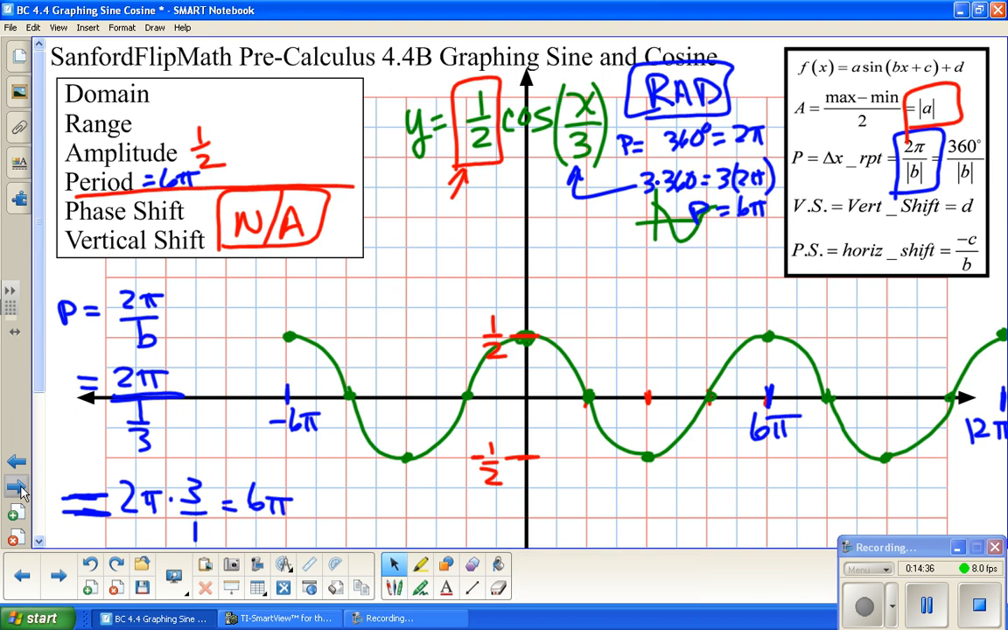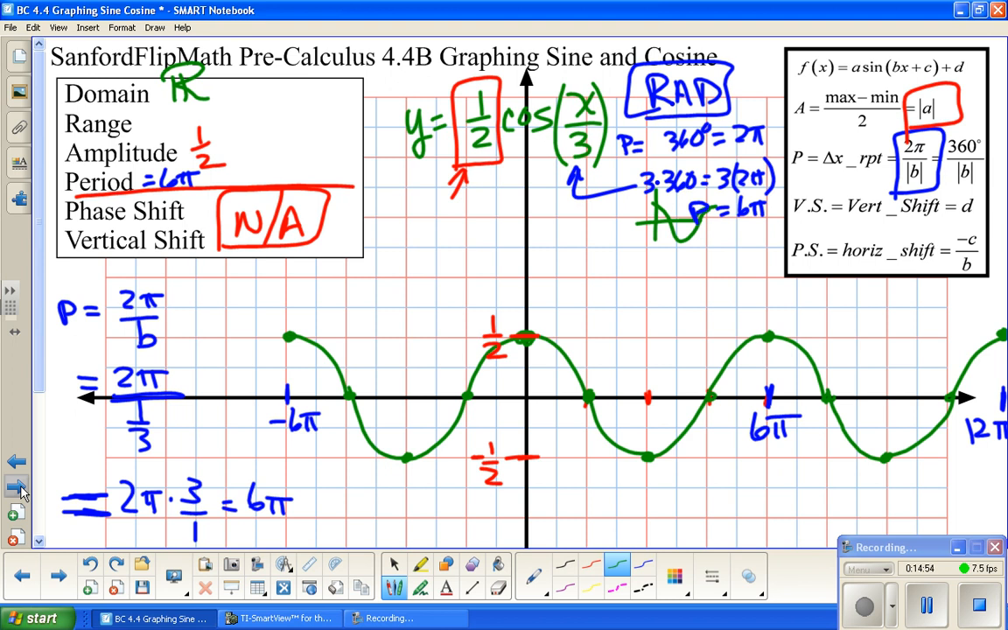Domain and range. Well, the domain for every sine function or cosine function is always all real numbers. I'm not talking about cosecant or tangent. Those are weird. They have all kinds of jacked up stuff going on. That's a whole different section. We'll deal with that when it comes. I know I'm scaring you. I'm sorry.